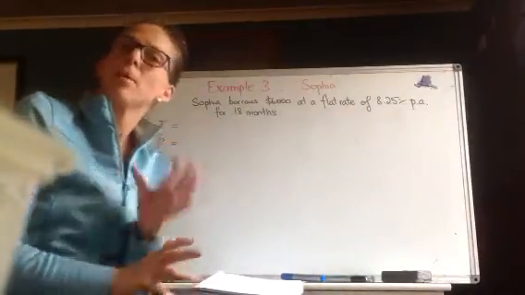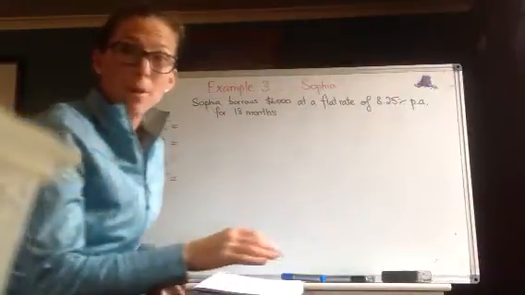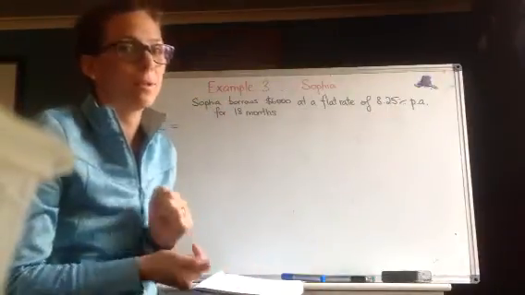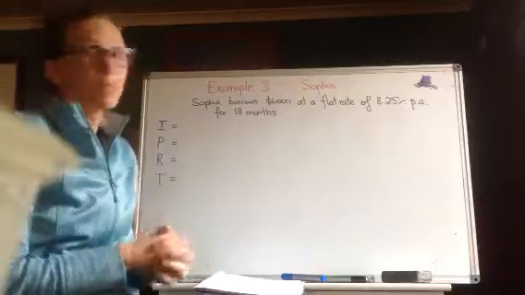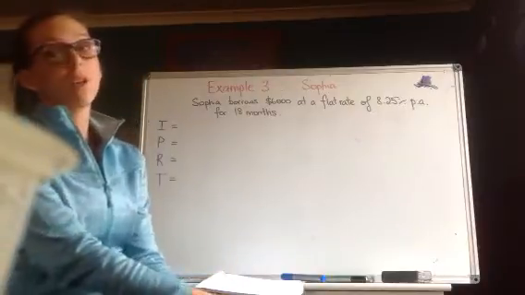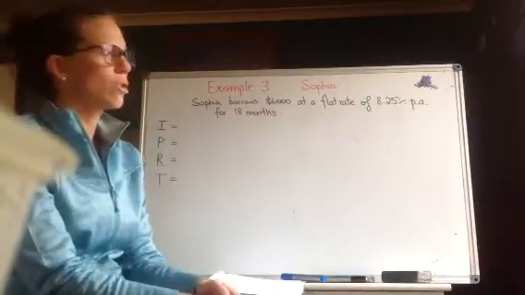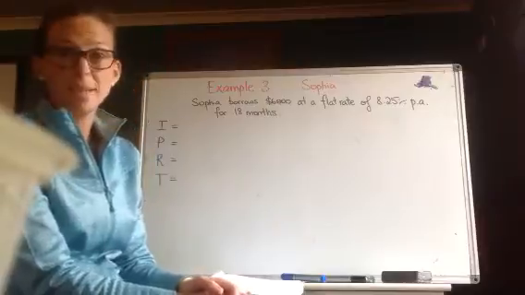So it's our third example, so you should be getting a bit better at it and being able to follow it. I'm going to stop partway through this and see if you can do some of the steps yourself. So in this case, Sophia borrows $6,000 at a flat rate of 8.25% per annum for 18 months.